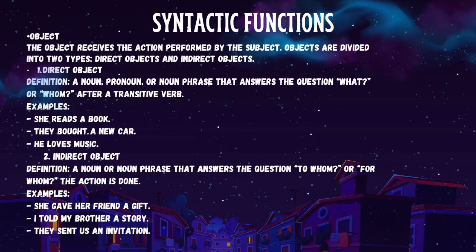2. Indirect object. Definition: a noun or noun phrase that answers the question to whom or for whom the action is done. Examples: She gave her friend a gift. I told my brother a story. They sent us an invitation.